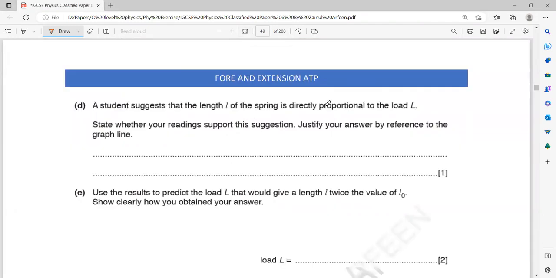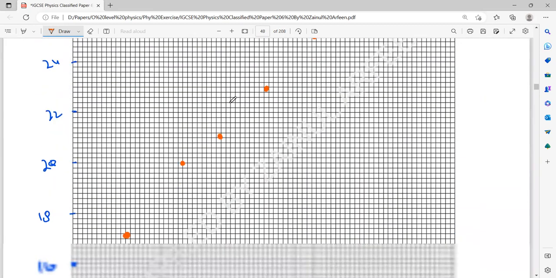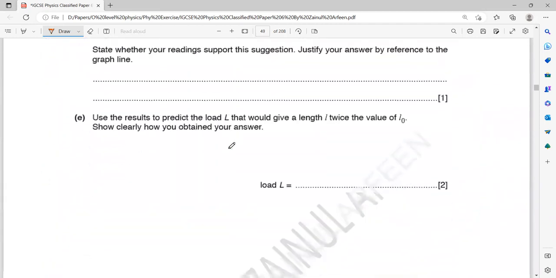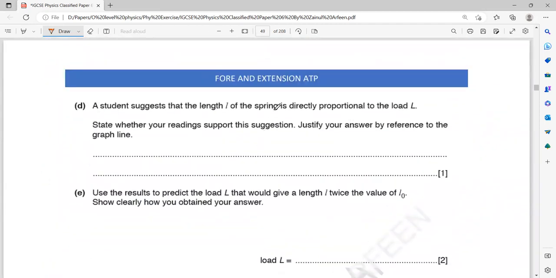the student suggests that the length of a spring is directly proportional to load. As you can see, when we plot the graph, it was a straight line, but not passing through the origin. So, do the readings support the suggestion? No, it's not supporting, so we will say no. And the reason is that the straight line is not starting from the origin.